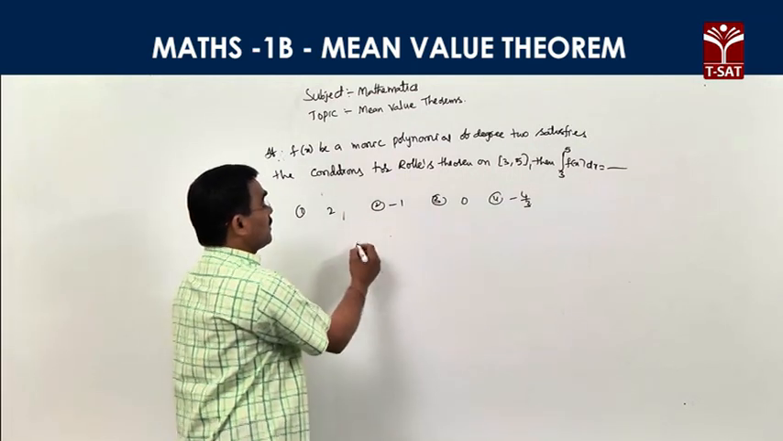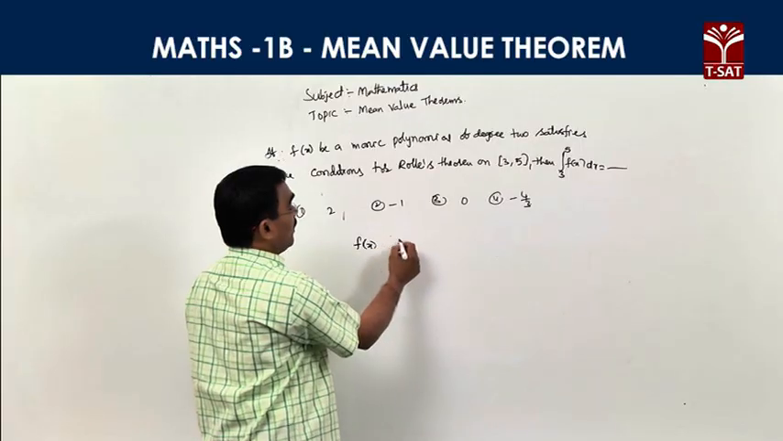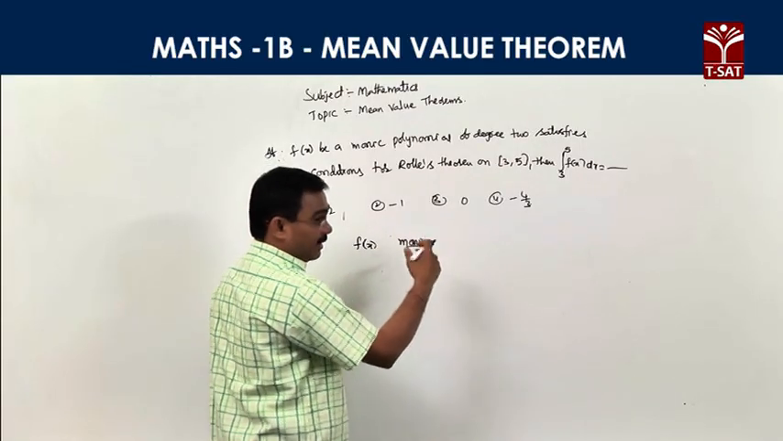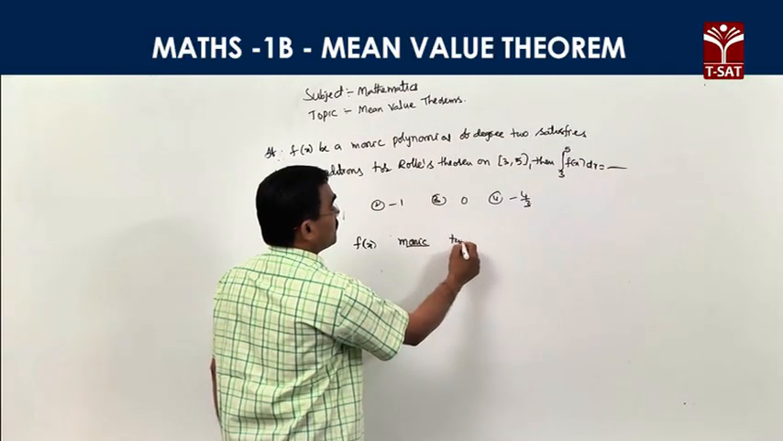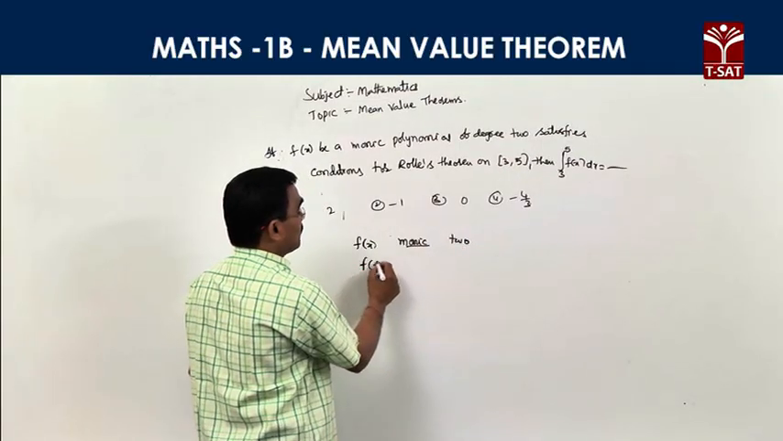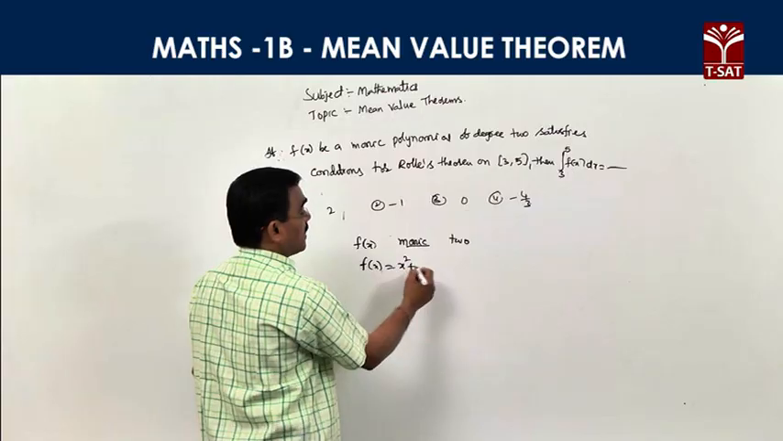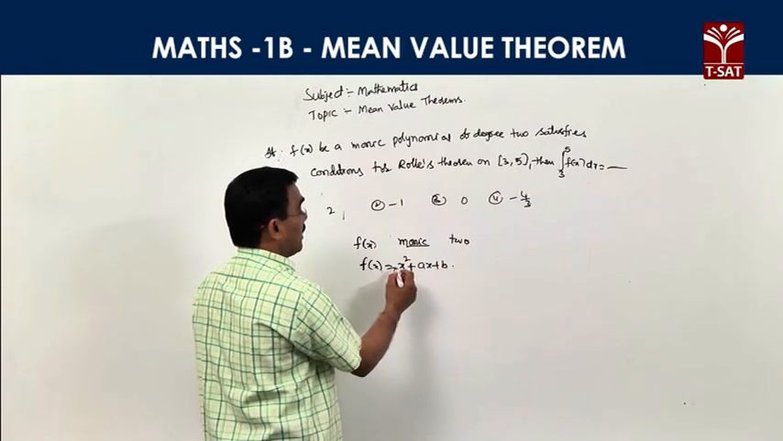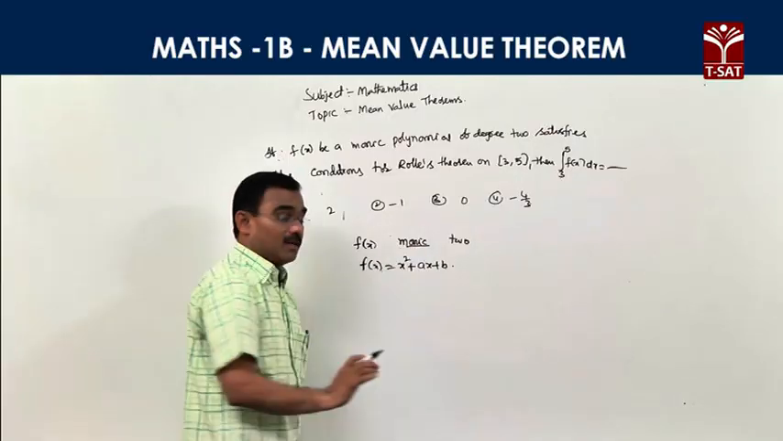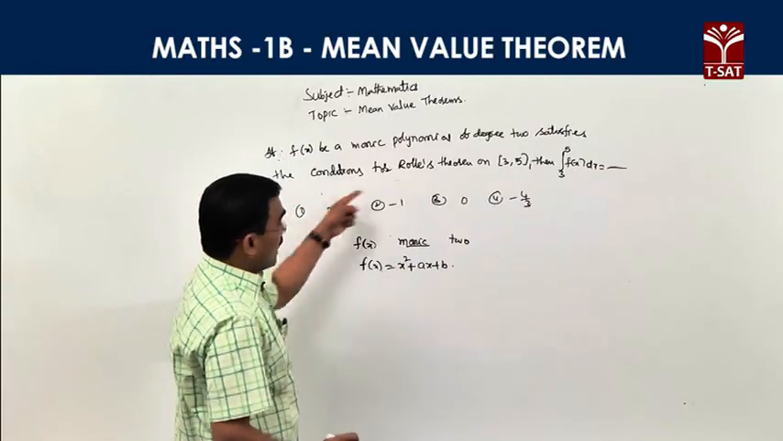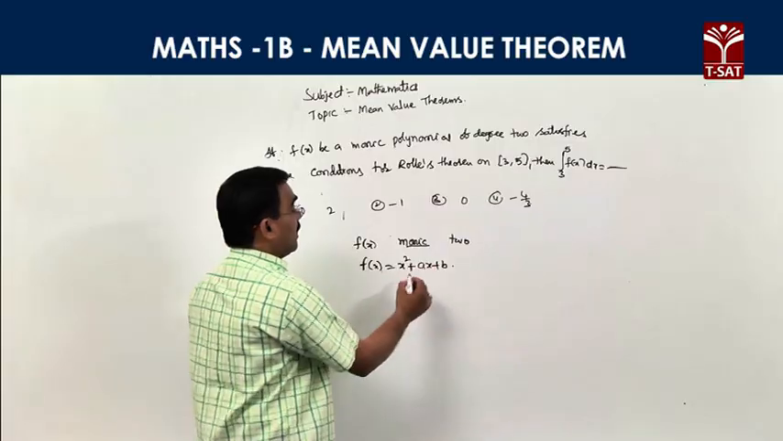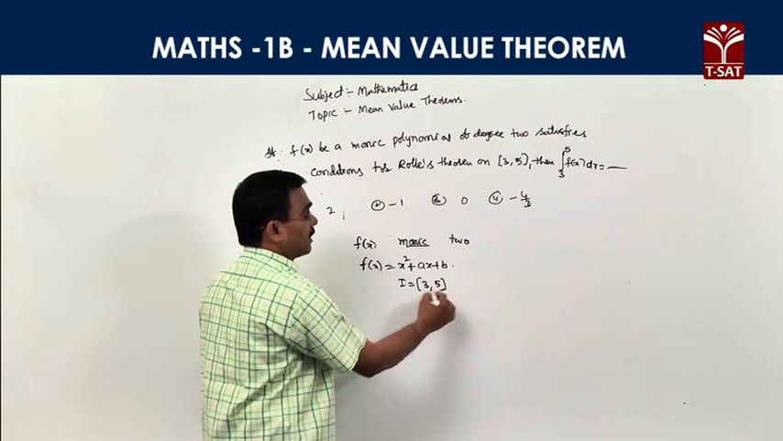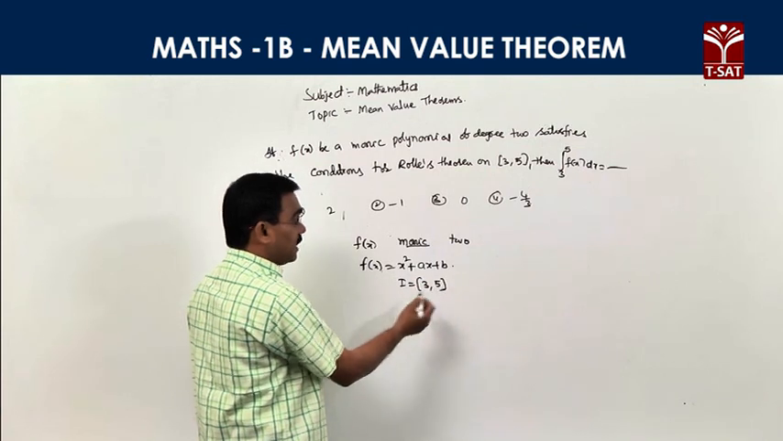So f(x) is a monic polynomial. Monic means the highest degree, here 2, has coefficient 1. That means f(x) is of the form x² + ax + b. The x² coefficient is 1, that is called a monic polynomial. And it satisfies all the conditions of Rolle's theorem in the closed interval [3, 5].